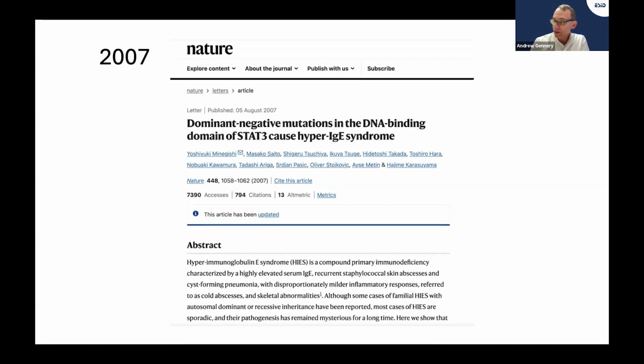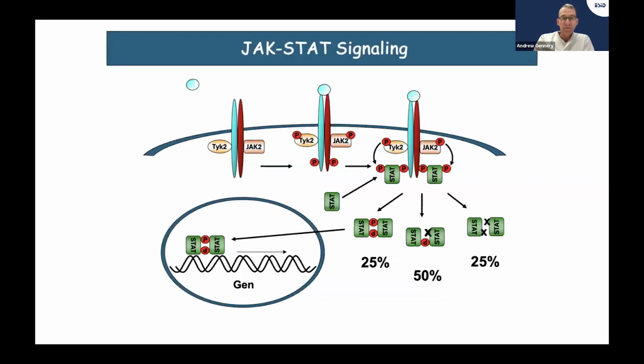So in my assessment, this is one of the most important papers in our whole field of primary immunodeficiency diseases, because for many, many years, we were looking for the monogenic cause of hyper-IgE syndrome. For at least 11 years, we intensively sought for it. And Yoshi was finally able to put a finger into the wound and identify the STAT3 dominant negative mutations.